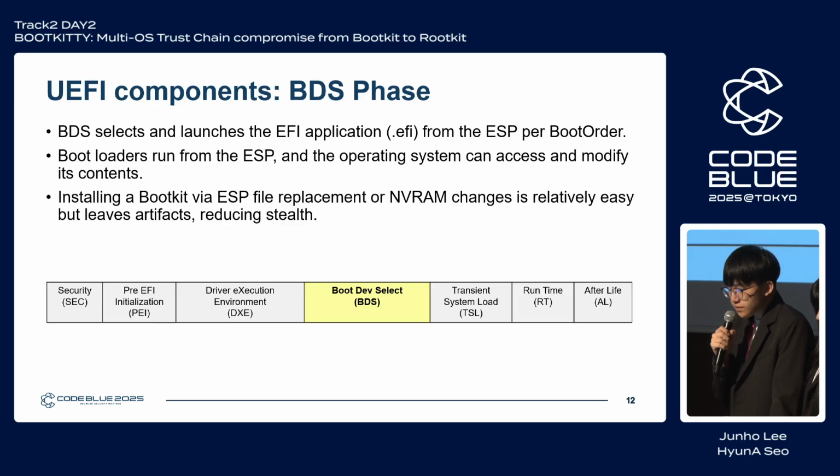Since the BDS phase represents the final boundary before the operating system takes control, if a malicious EFI image is loaded at this stage, an attacker can hijack the bootloader and gain persistent control before the kernel initialization. Furthermore, the EFI system partition used during the BDS phase is accessible from within the operating system, allowing attackers to easily install or replace EFI binaries, making bootkit installation relatively easy. Because of this, protecting the integrity of the boot process is critical.